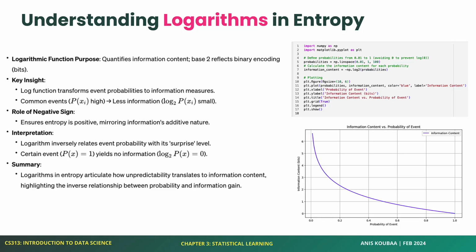And now the question: why do we use logarithmic in entropy? That's an important question to understand. We use the logarithmic function because it quantifies the information content. And we use base 2 because it reflects the binary encoding in bits.